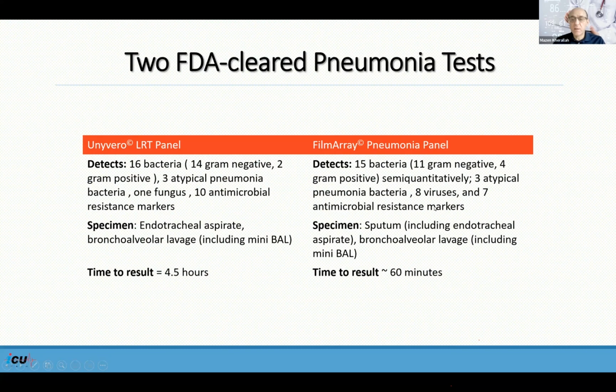When we say semi-quantitatively, that means we can determine the number of organisms, or we can get an idea about how heavy the growth is. Qualitative cultures would give you just positive or negative. So the atypical bacteria would be either positive or negative, viruses positive or negative, detected or not detected.